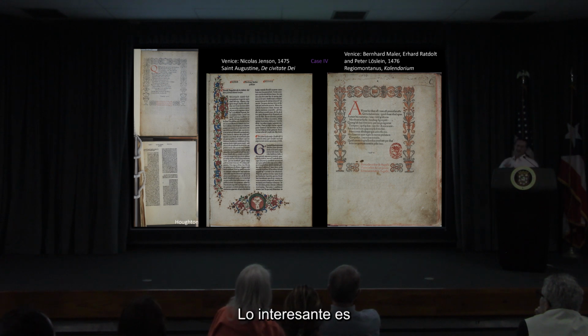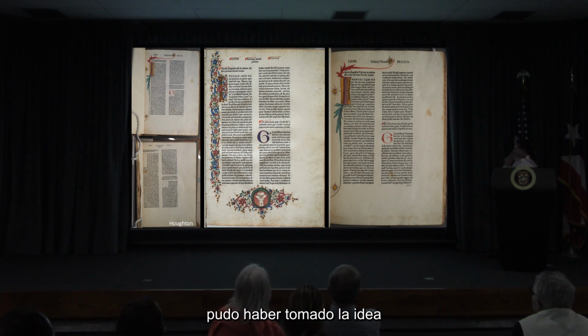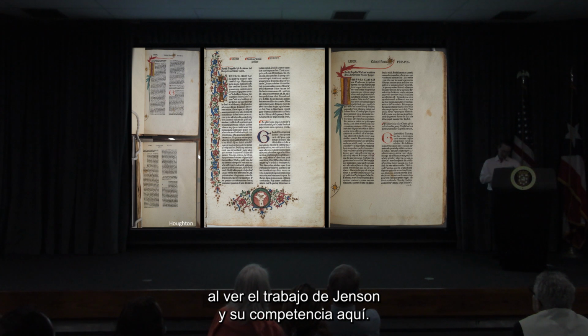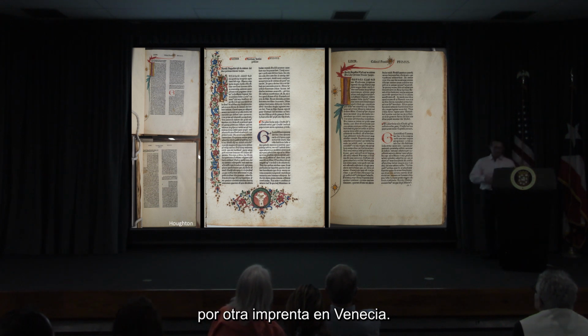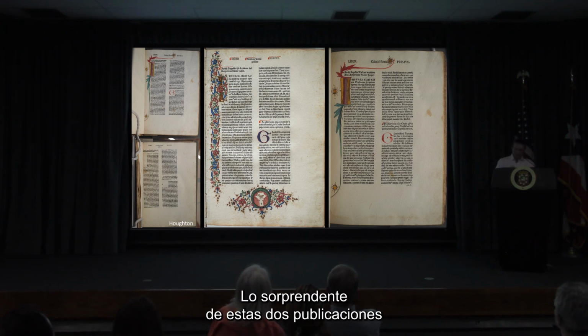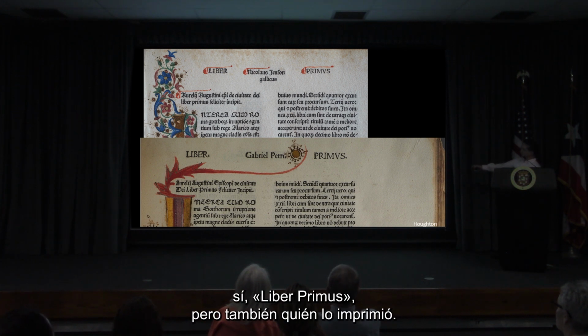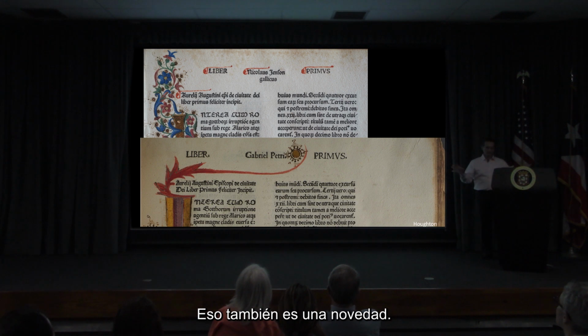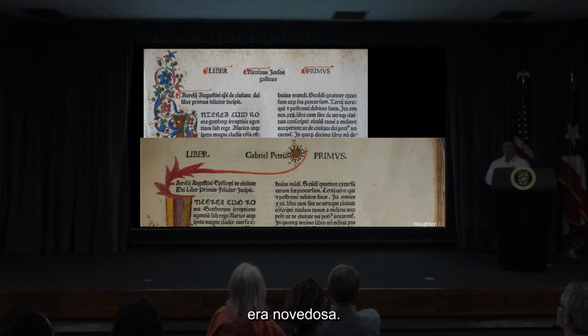What is interesting is that Ratdolt, when he came to Venice in 1476, might have gotten that idea by looking at Jenson and his competition here. That very book that we have in the vitrine was published the same year by another printer in Venice. And what is striking about these two publications is that both of them include, yes, Liber Primus, but also who printed it. That's also news. So this idea of putting forth your name as a printer right there was novel.